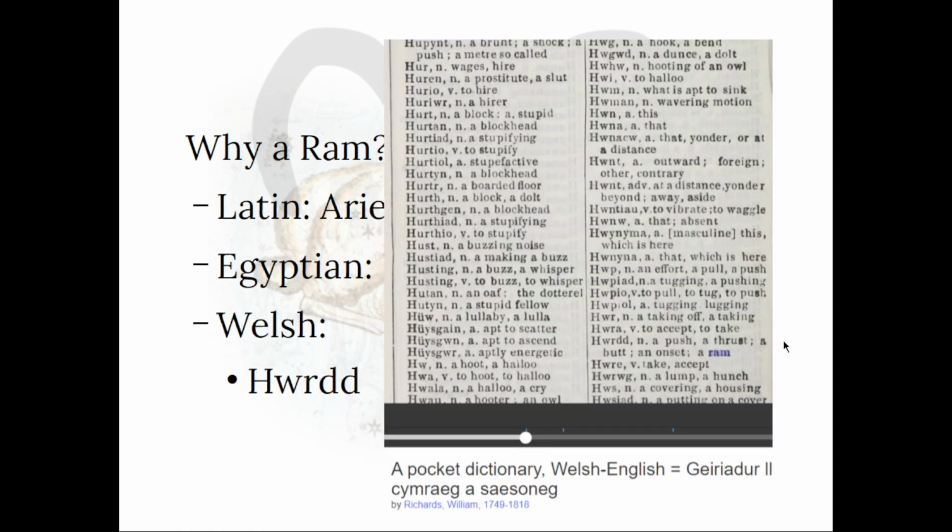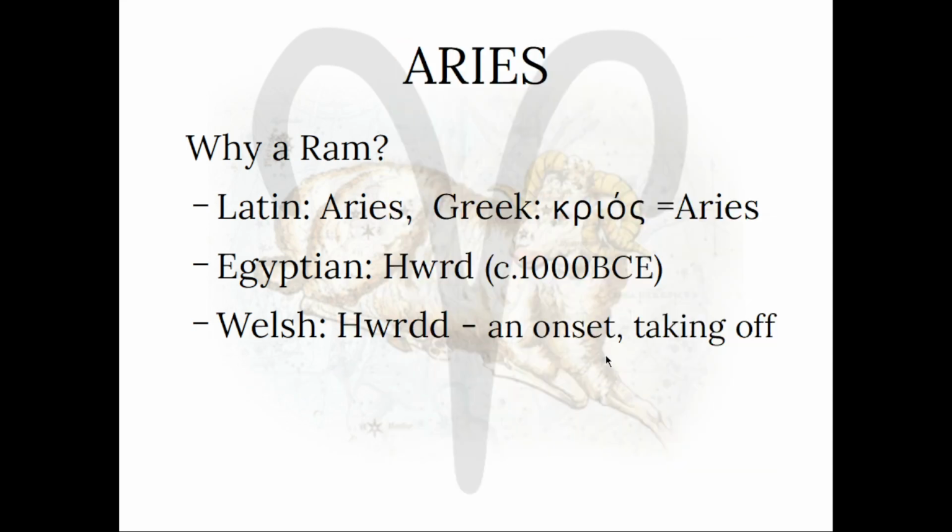So let's go to our Welsh dictionary again. Hurd, an onset, a ram. So we have a physical description of something that is well known, which is a ram, to represent an abstract concept, an onset. We have hur, a taking off. So Hurth and onset are taking off.